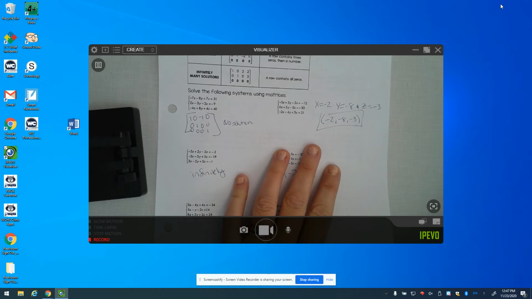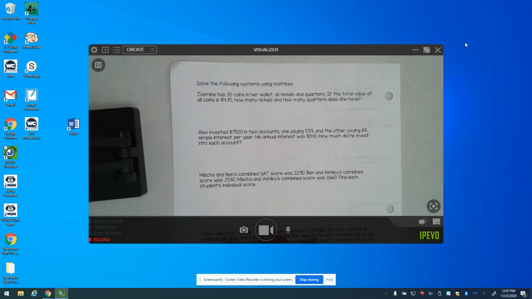So let's go back to our notes screen. The hardest part on these word problems is that you're going to need to write your equation, and then we'll put it in matrix form. So go ahead and read the first one yourself.